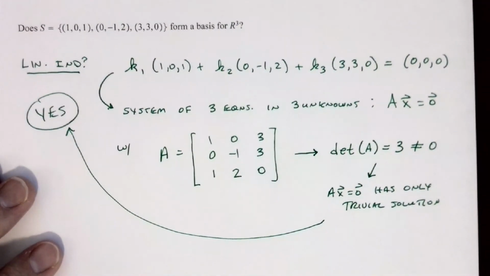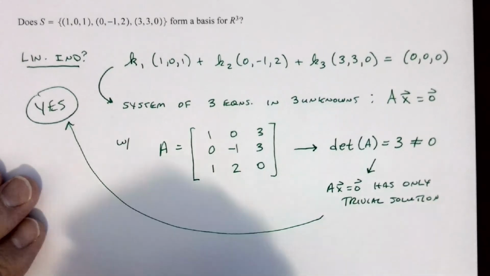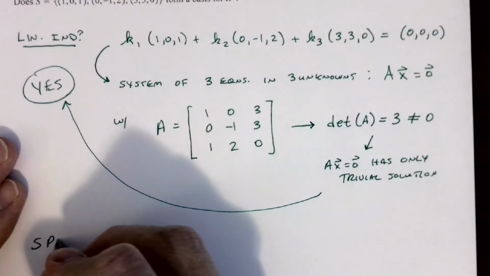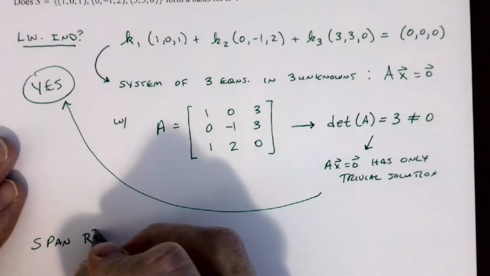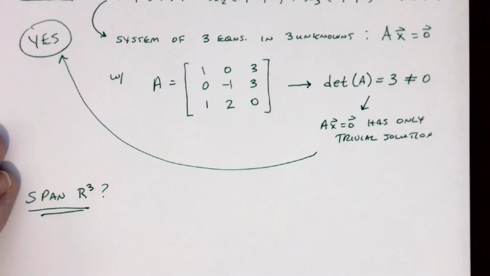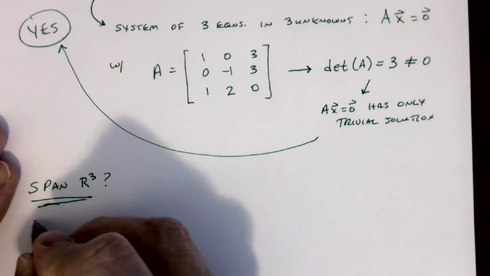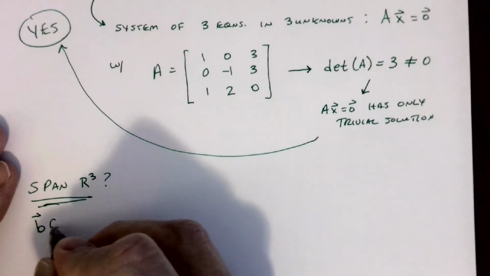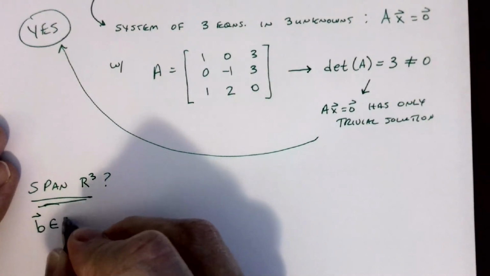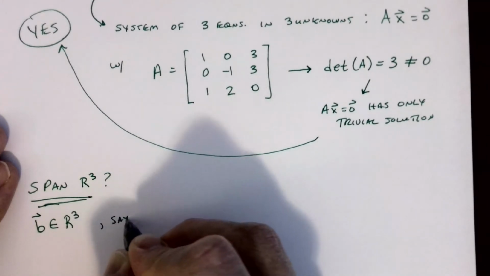1 down, 1 to go. We have to have what 2 things again for a basis? Linearly independent, and what? The vectors must span the space. So the question is, do they span the vector space? What's the vector space? It's 3 space, right? Do they span 3 space? Well, what are we looking at here then? Well, here we say we have an arbitrary vector B in 3 space.